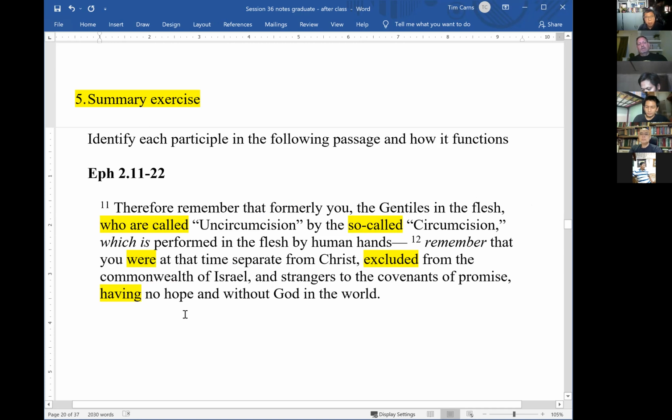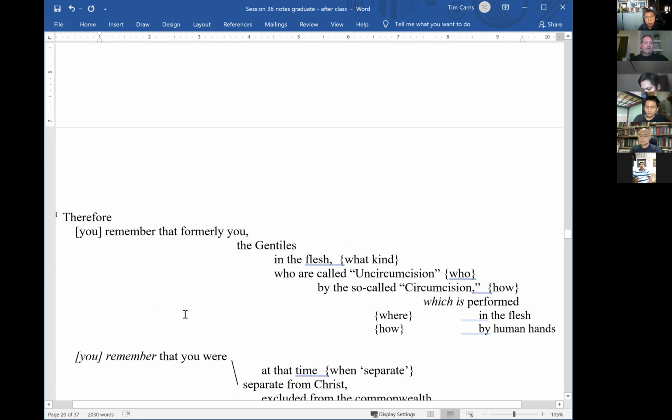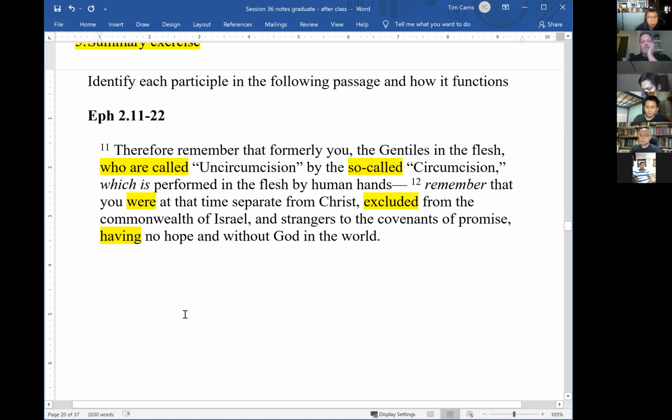All right, so I won't go through all of these. I'll just give them in your notes. You can look at them on your own time. But I thought this passage was interesting because there are so many. In fact, I'll just show you. Let me just show you in closing.